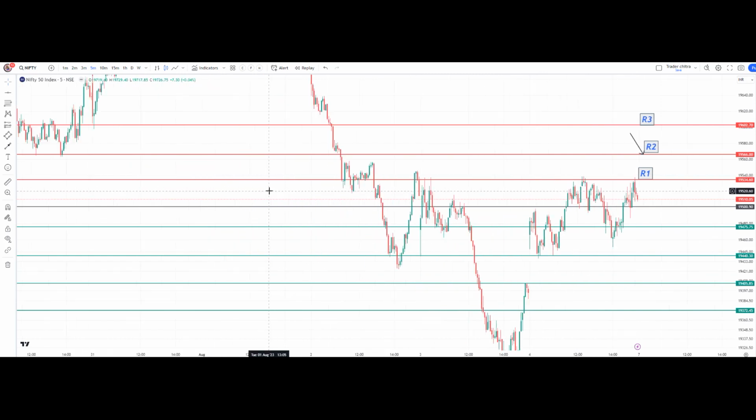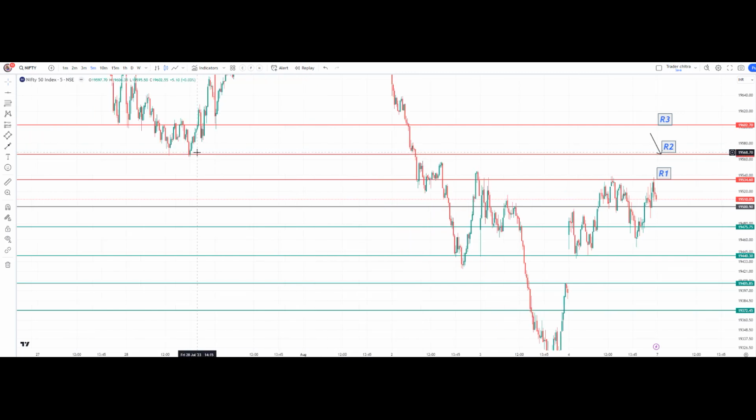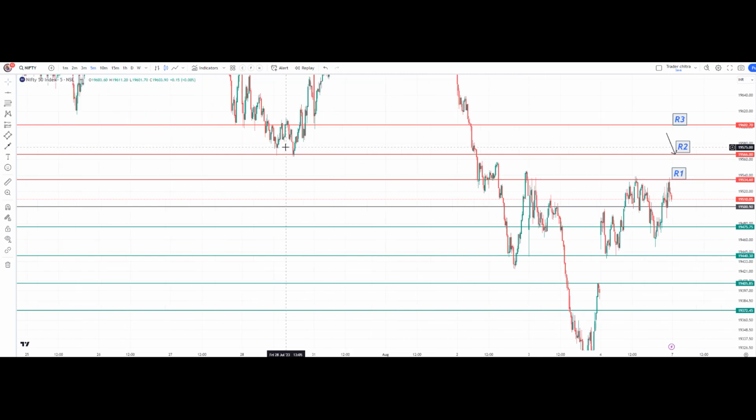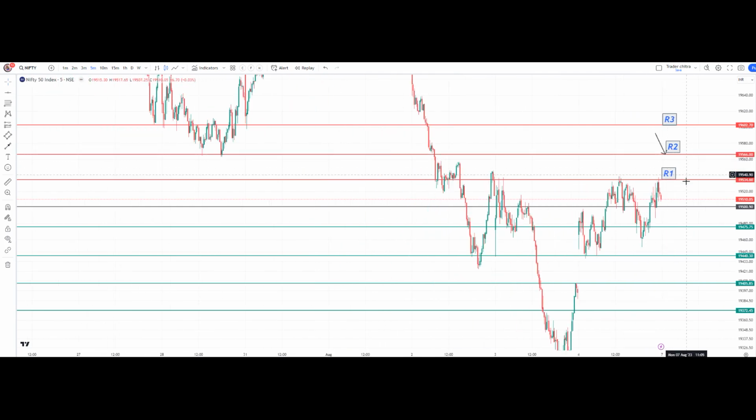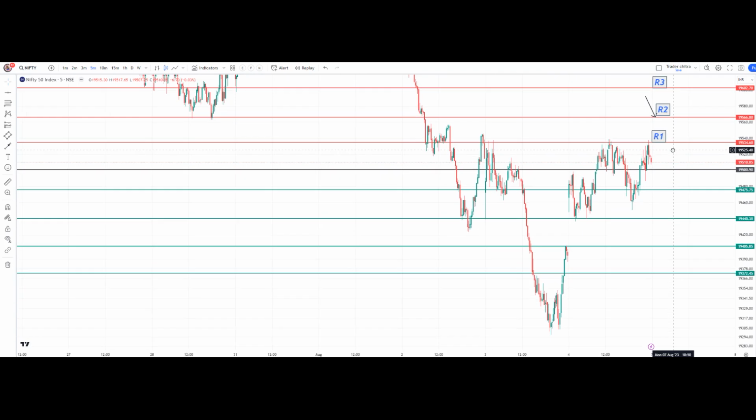All right. After that, the next resistance we can see here. Why this is a crucial level, that is 19,566, because on 28th July Nifty has taken support multiple times from this level. So that's why this level is very crucial. That is the major resistance zone for Nifty.